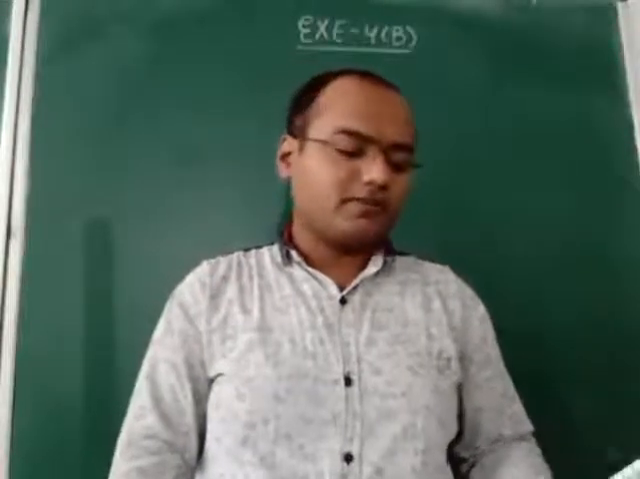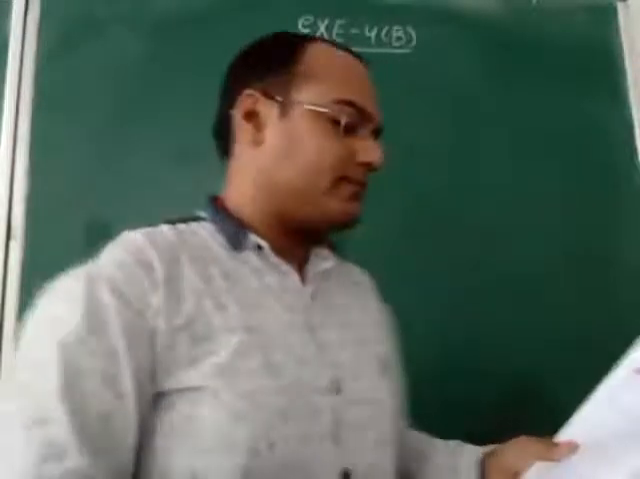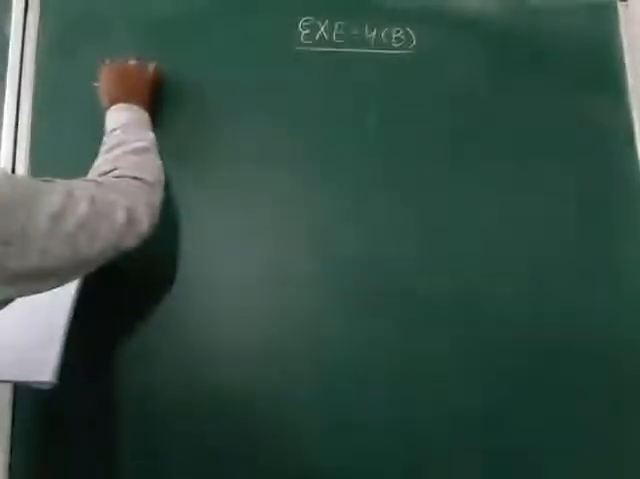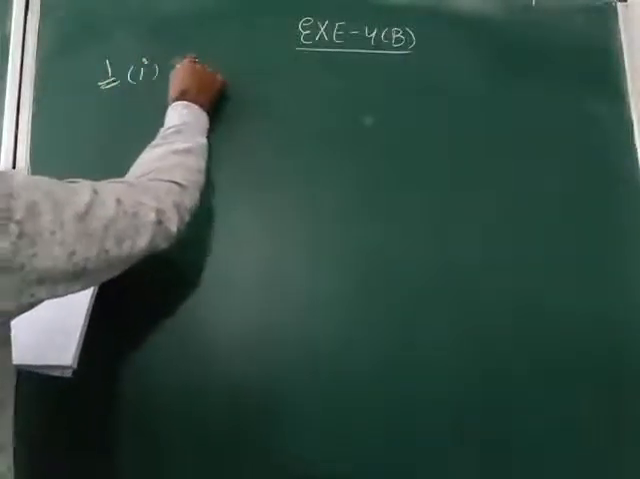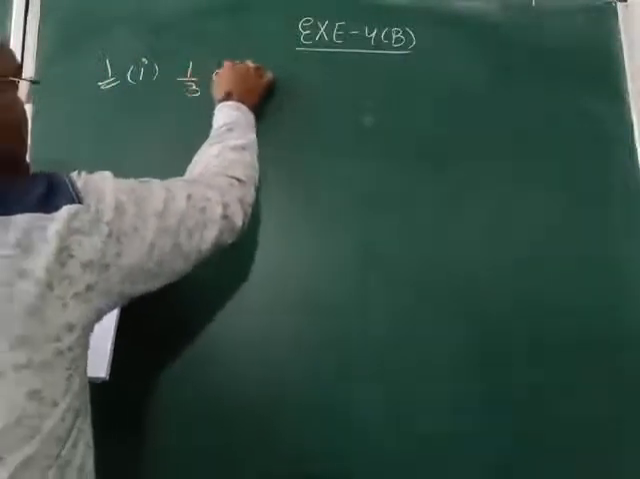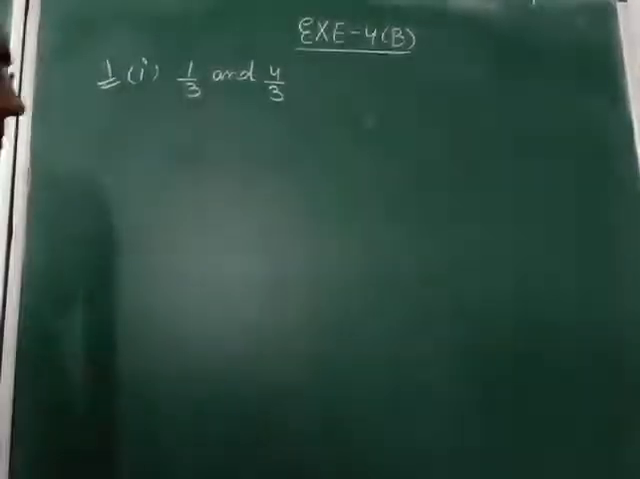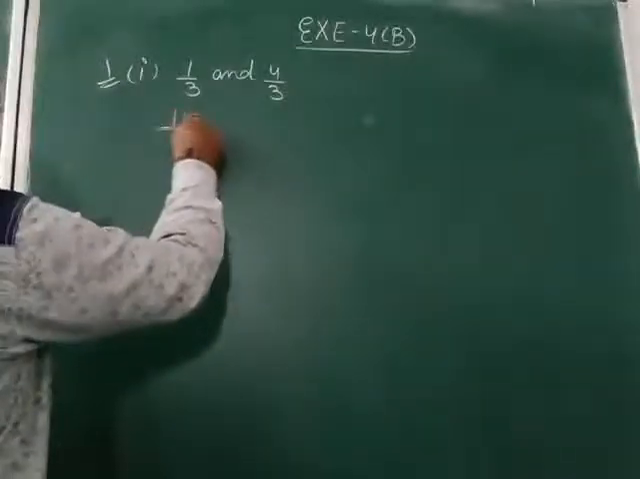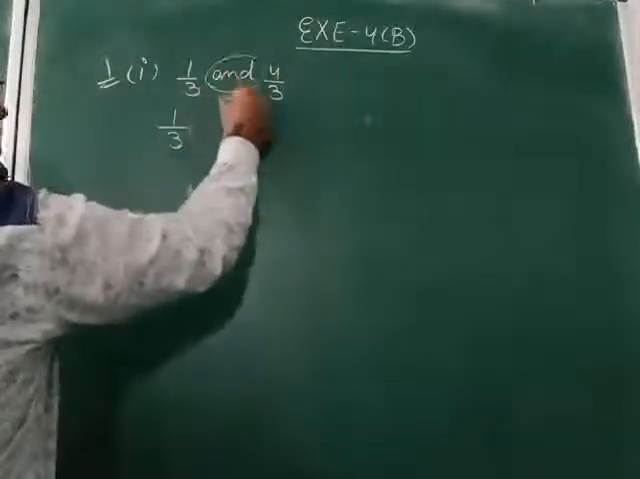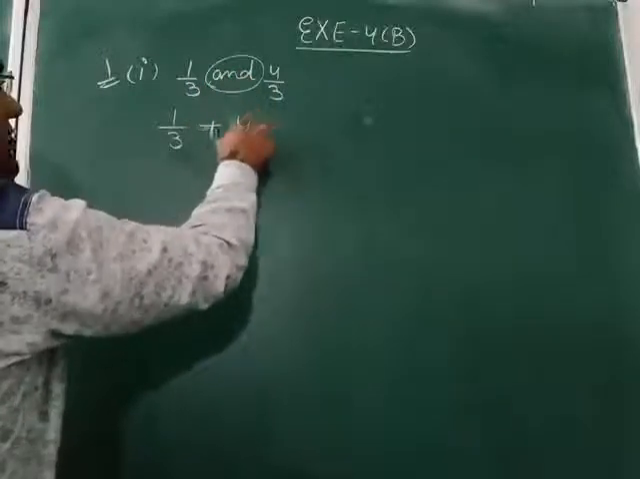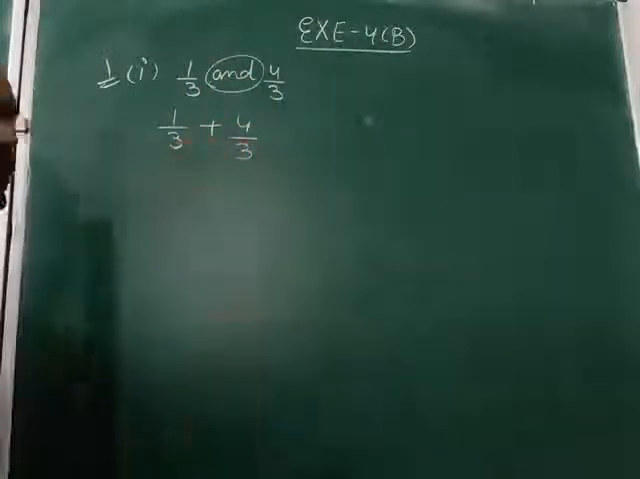Question number first. Add the following. First part: 1/3 and 4/3. This is the question and we have to add these numbers. So first of all, what we will do, in place of the blank we have to put a plus sign because we have to add these two fractions.